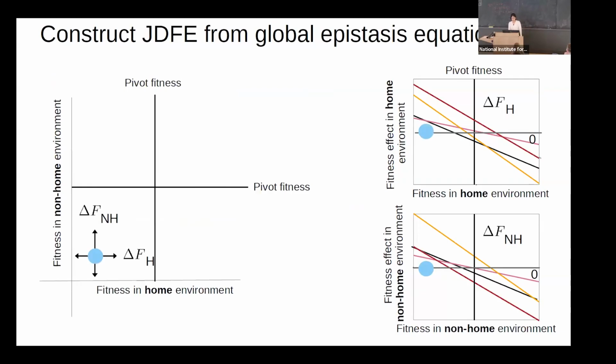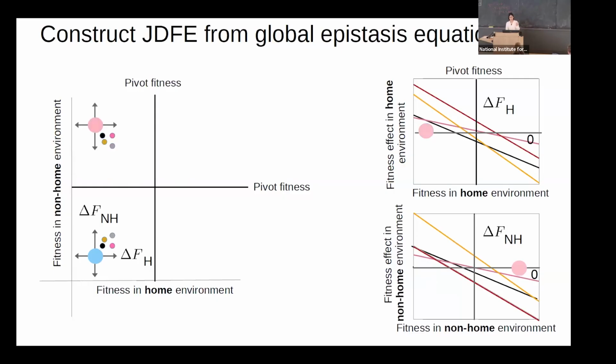And let's start by focusing on a genotype here. Suppose we have a genotype which has low fitness in both the home and non-home environment. And I plot the fitness effects, delta F in the non-home, as a function of delta F in the home. And so what is this supposed to look like? Now we can see on the plot to the right that mutations that are primarily beneficial in the home environment are also primarily beneficial in the non-home environment. So what we would get is something like this, right? So we would get mutations that are simultaneously beneficial in both environments.